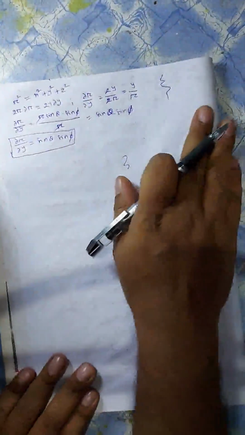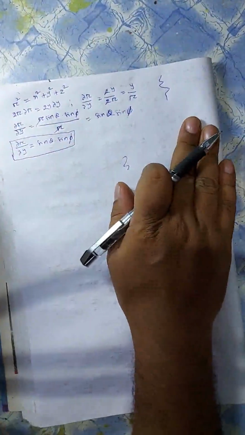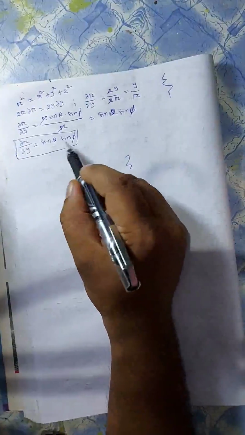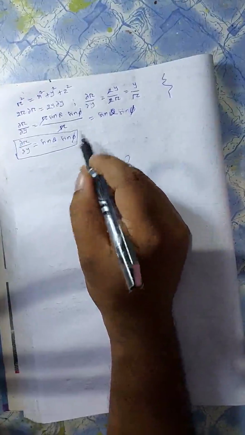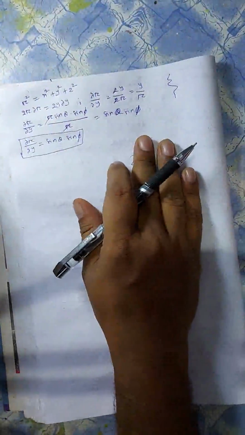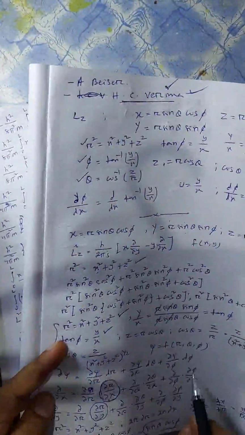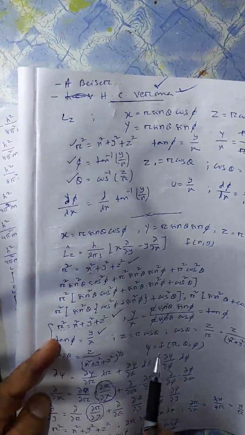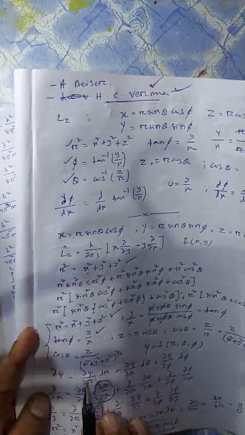Then we go to θ for x. So ∂r/∂x is sin θ cos φ. Then we go to that equation. We need φ, ∂φ/∂x. Here we need ∂φ/∂x and ∂φ/∂y. So we have to take which one? This one.